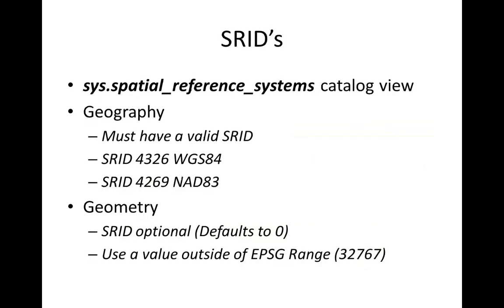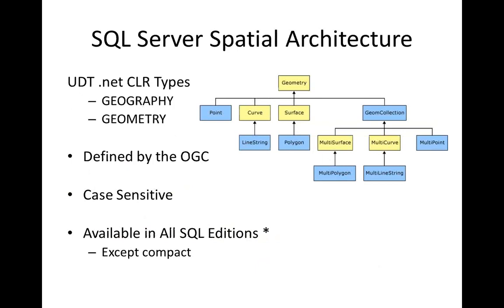Okay. So SQL Server Spatial Architecture, there's UDTs, so user-defined data types based on .NET CLR types. There's a geography, which you use for the round Earth model, and geometry, which you use for a flat Earth model. This diagram over here kind of shows the hierarchy of the object model. This object model is actually published by the OGC, and it's known as the Simple Features object model. I have a link later in the slide to where you can look at that.